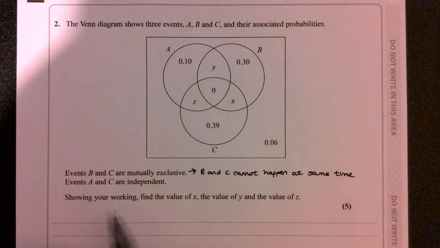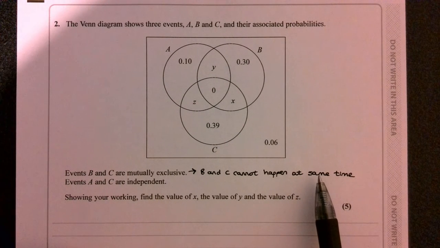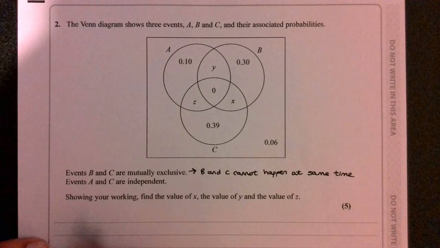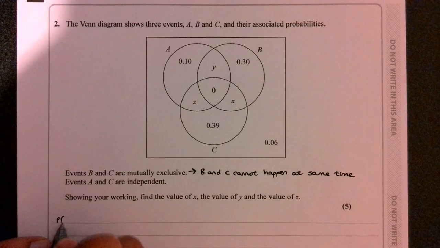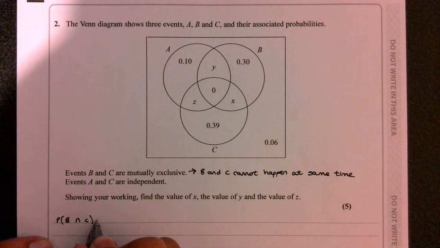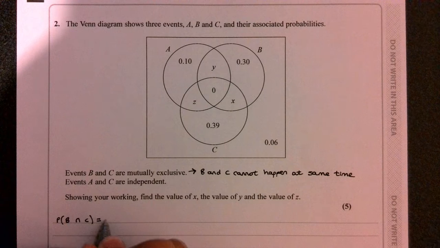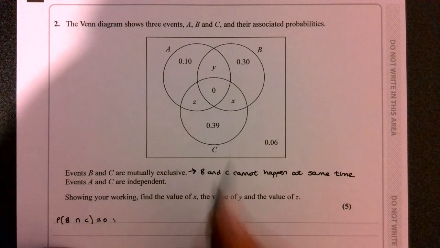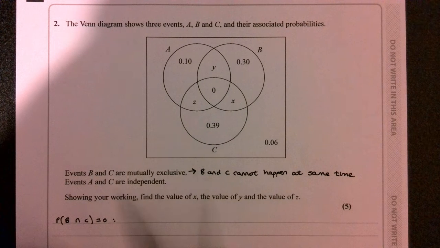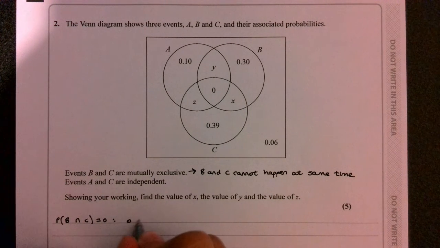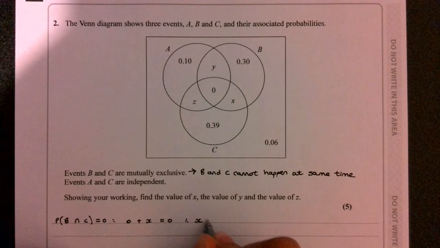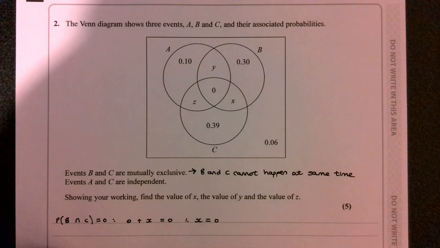And if that's the case, if B and C cannot happen at the same time, the probability of the event B and the event C will equal 0. So B and C, if we take a look at this Venn diagram, we have 0 plus X equals 0, and therefore X is equal to 0.